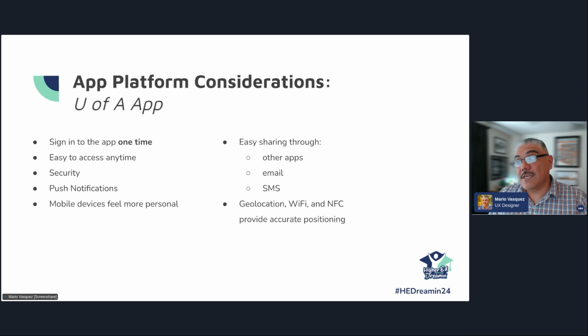And then the last one is location. So if it makes sense, we could use location to enhance features. Geolocation is obviously more broad. Wi-Fi and NFC start to get a little more specific.